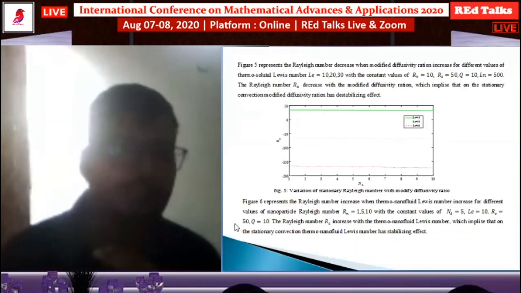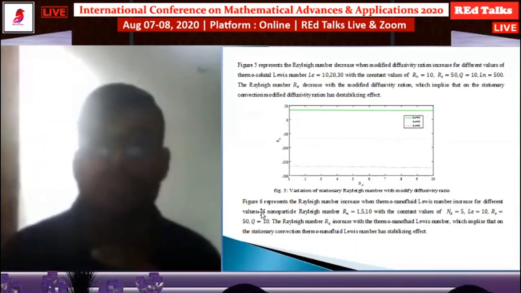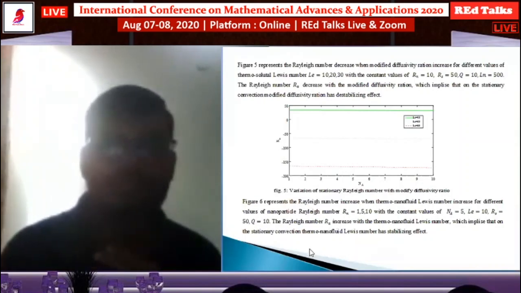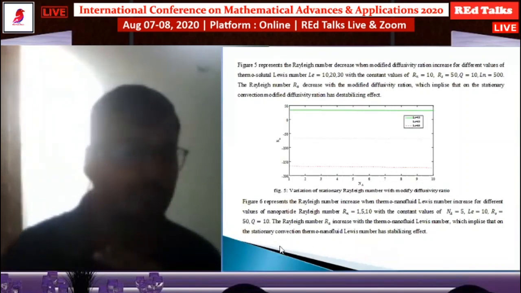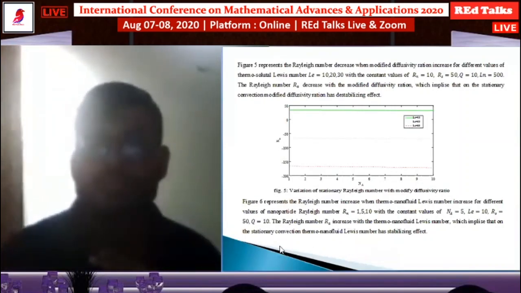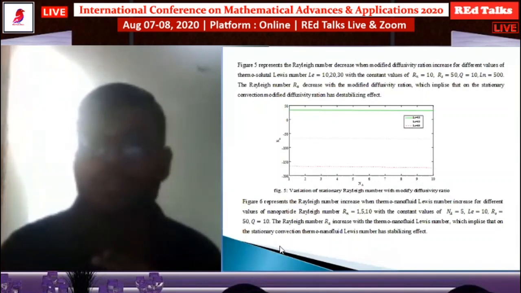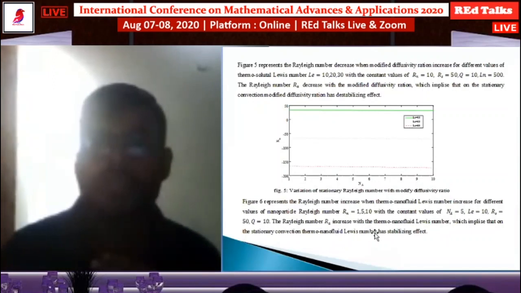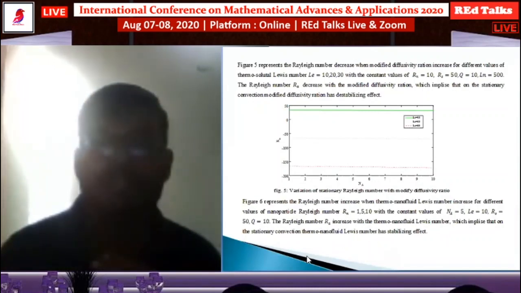In figure number 6, the Rayleigh number increases when the thermo-nanofluid Lewis number increases, for different values of nanoparticle Rayleigh number Rn, with constant values of Na, Le, Rs and Q. The Rayleigh number increases with the thermo-nanofluid Lewis number, which implies that on the stationary convection the thermo-nanofluid Lewis number has a stabilizing effect. This is the figure. Now the conclusion.